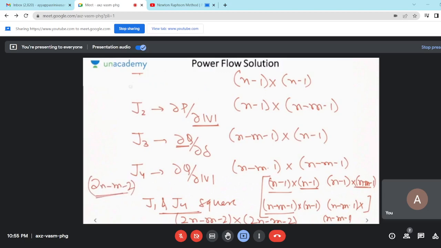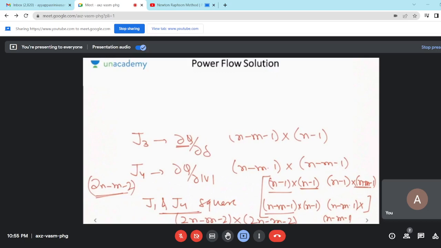The easier way to remember this, instead of just remembering the formula, is that we need delta and mod V for PQ buses and only delta for PV buses. So that means we will need two equations for a PQ bus and one for a PV bus. So this is the order of the Jacobian.